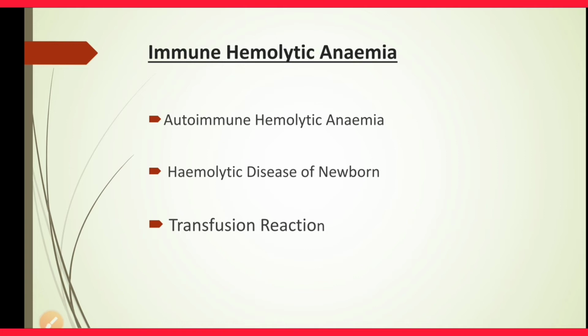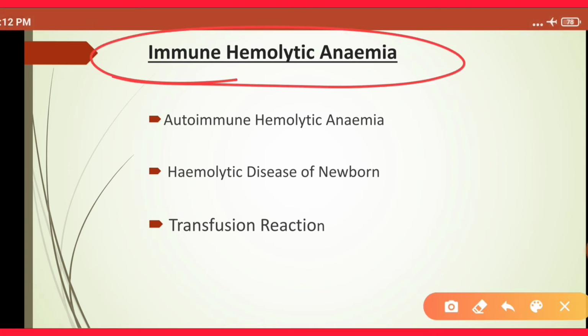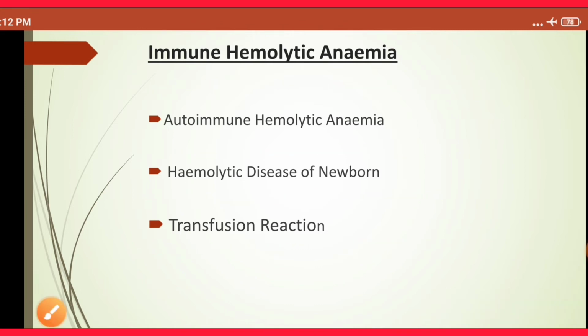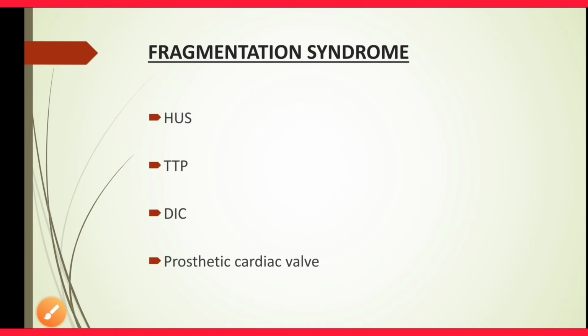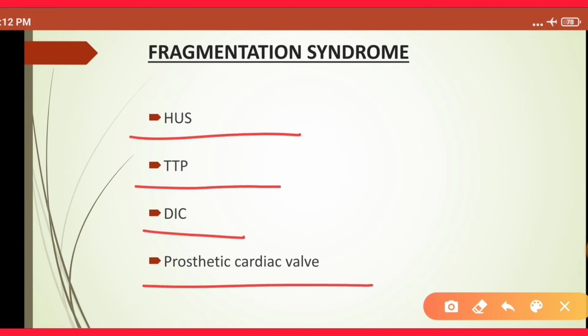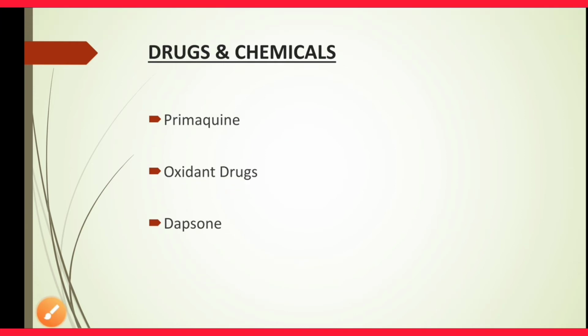Now we will see the examples of acquired hemolytic anemia. We will start with immune hemolytic anemia. The examples of immune hemolytic anemia are autoimmune hemolytic anemia, hemolytic disease of newborn, or mismatched blood transfusion reaction. Okay. Second variety of acquired hemolytic anemia is fragmentation syndrome. The examples of which are hemolytic uremic syndrome, thrombotic thrombocytopenic purpura, DIC, or prosthetic cardiac valve.